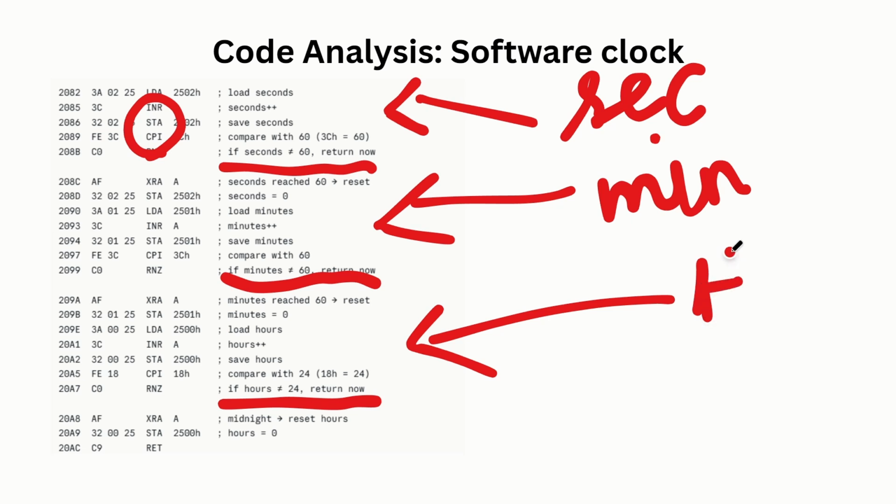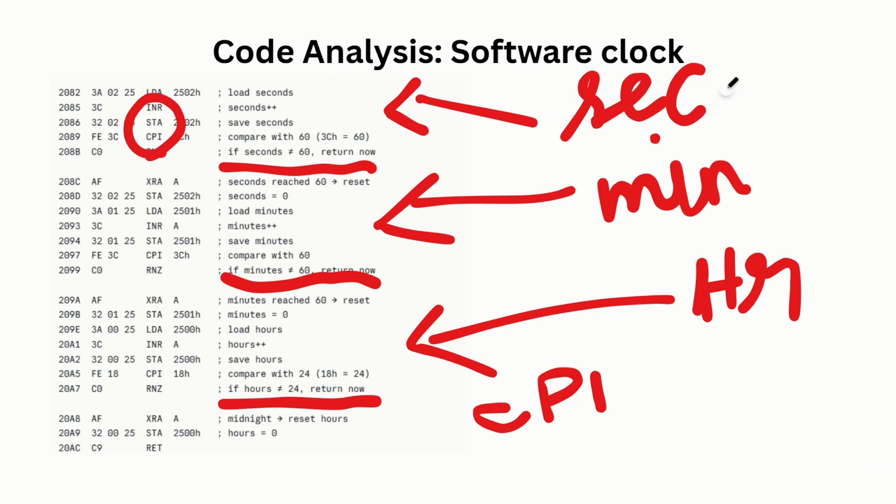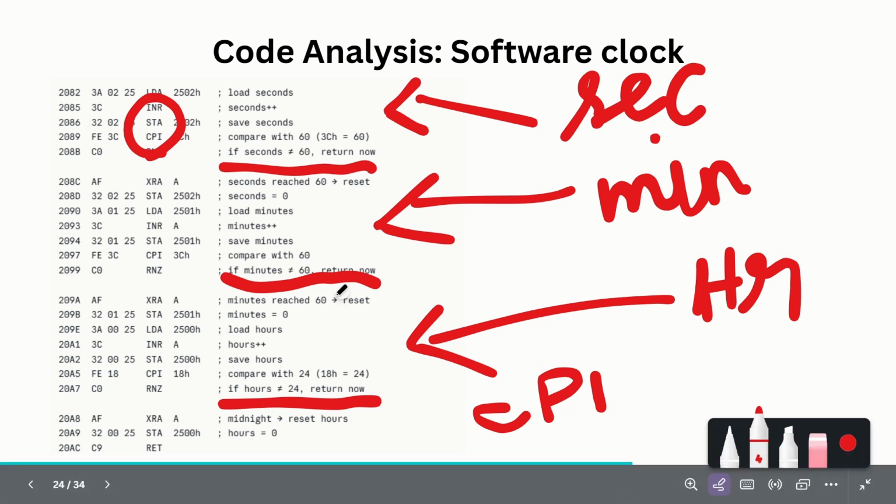The only new part is the CPI, which is compare immediate. The purpose of this section of the code is that when we hit 60 seconds, we have to go back to 0. Similarly, for 60 minutes, we have to go back to 0. And for 24 hours, when we hit 24 hours, we need to go back to 0. That is what this section of the code does.